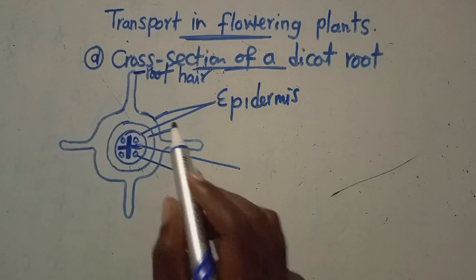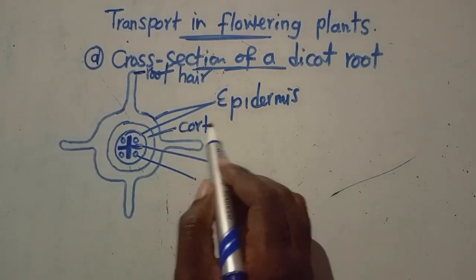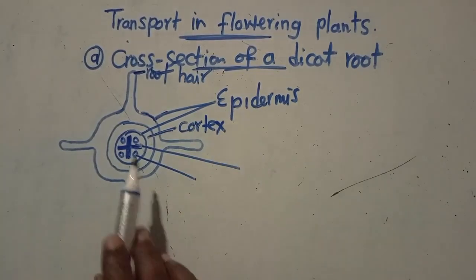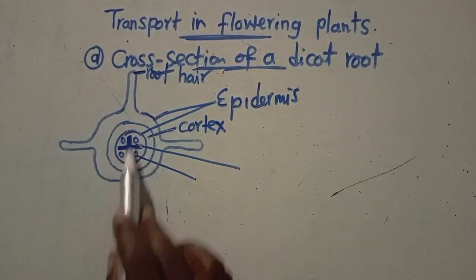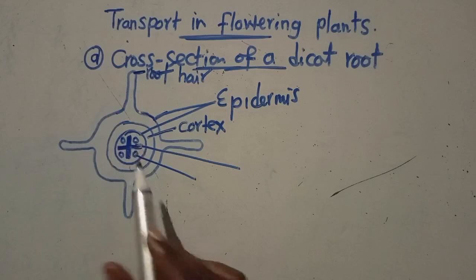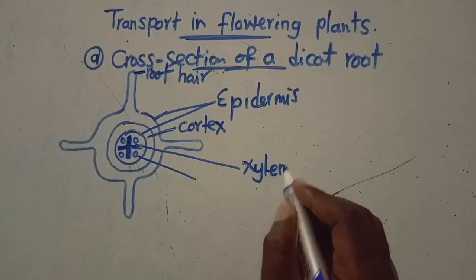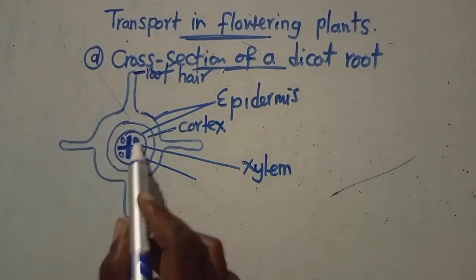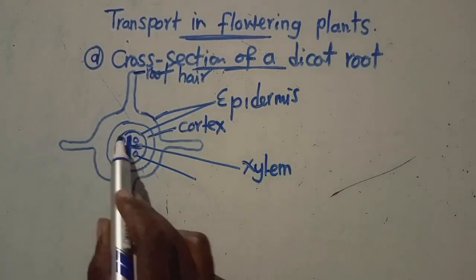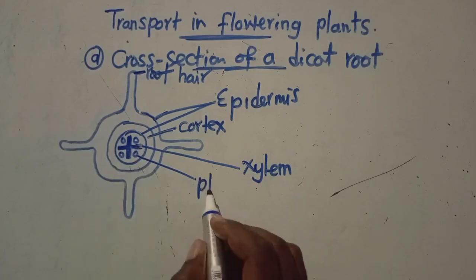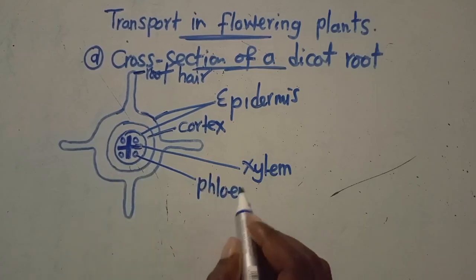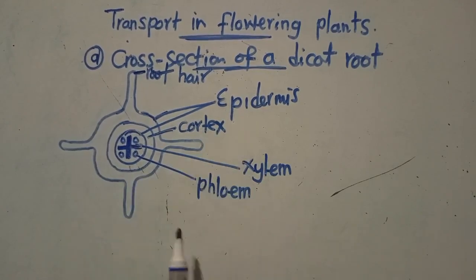What is here inside, that is what we call the cortex. Then this thing which is making a cross there, that is what we call the xylem. So it is a xylem. Then these round things here, we are calling a phloem. So this is a cross section of a dicot root. I guess you've seen the way it is. This is how you are supposed to draw it.